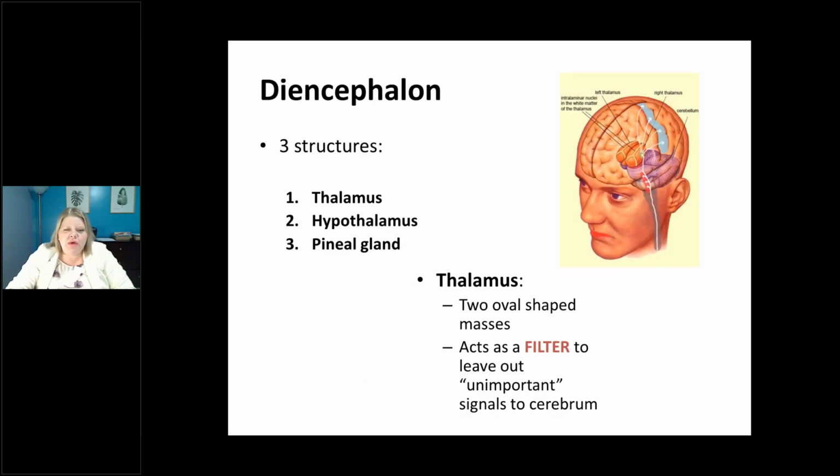Okay, so we're moving to another region of the brain, and this is called the diencephalon. There are three structures here: the thalamus, the hypothalamus, and the pineal gland.